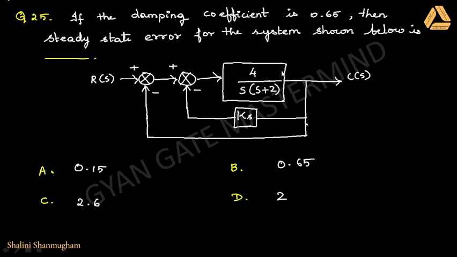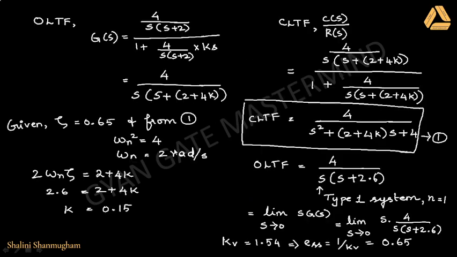So by combining these two blocks, you will get the open loop transfer function for the given system, and then considering this unity feedback, you will get the closed loop transfer function. So find open loop transfer function which is given by this equation and closed loop transfer function which is given by this equation. So you have found out both of them.